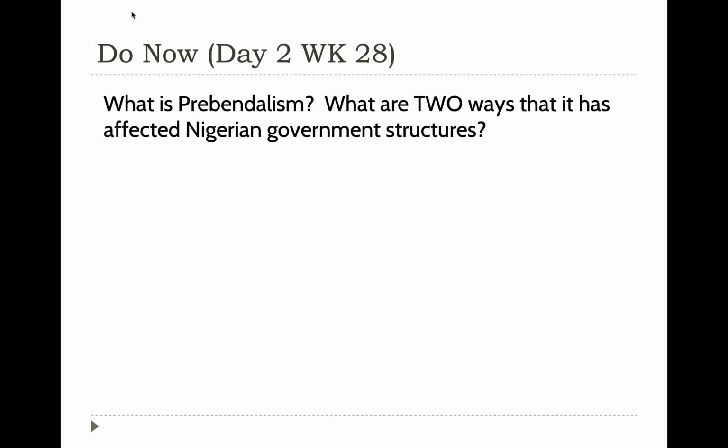What is prebendalism, Luke? It's literally everything to it. What is it, Jack? It's all about giving back to your tribe. Yes, it is all about the tribe.